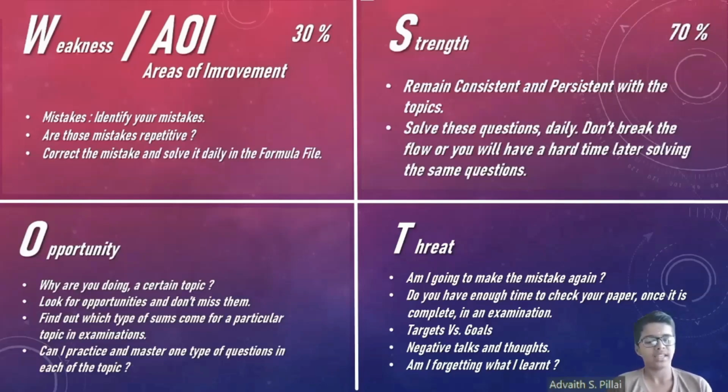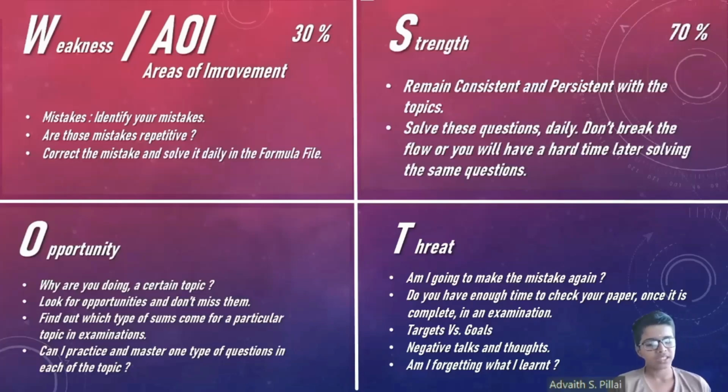Okay guys, the next thing is targets versus goals. So targets are actually the time period given in an examination, and goals are the time in which we complete the examination. For example, the examination is 1 hour 30 minutes long, which is the target, and our goal should be that we complete it in 1 hour 15 minutes, so that we get the remaining 15 minutes to check our paper for any mistakes which we have made.